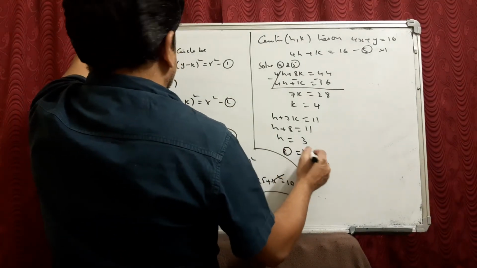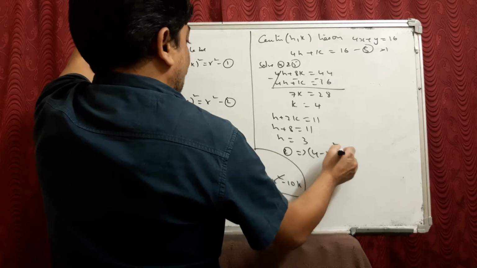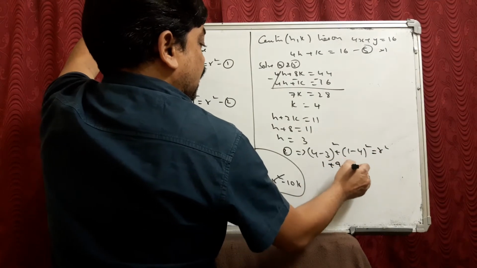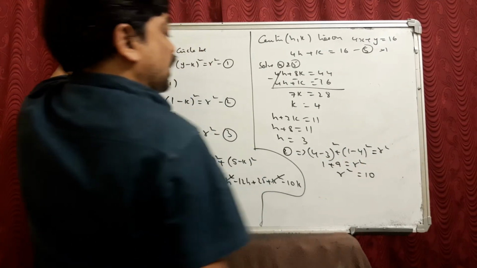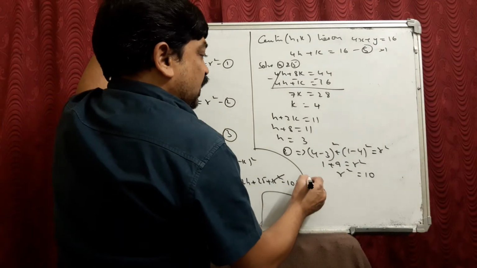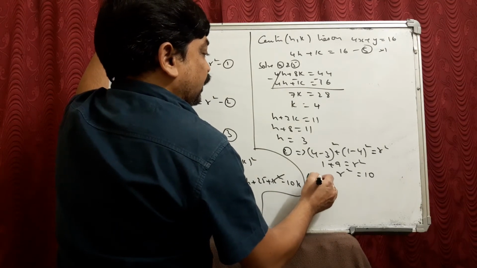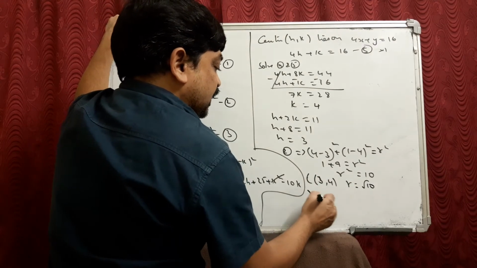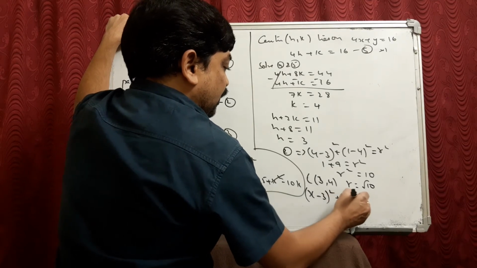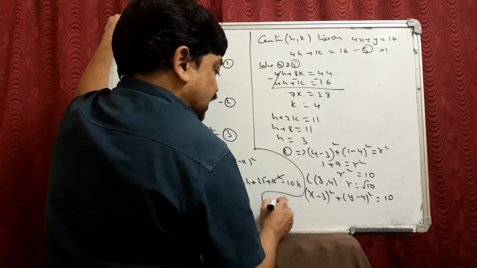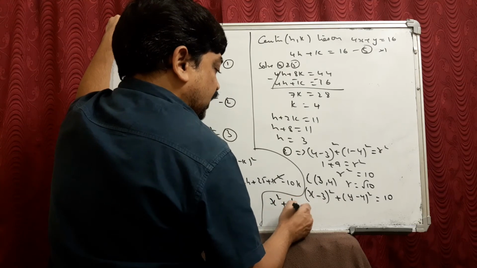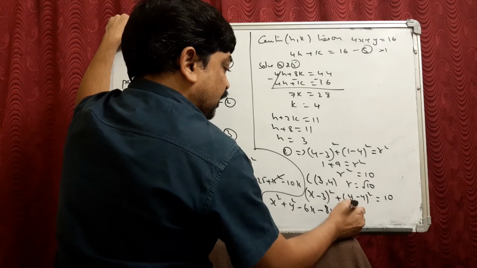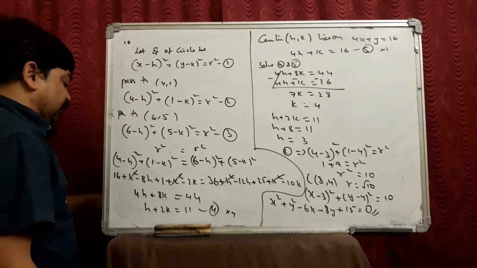After getting h and k, you take any one of equations 2 and 3. So from 2: (4 minus 3) whole square plus (1 minus 4) whole square equal to r square, 1 plus 9 equal to r square, which is equal to 10. So the center is C (3, 4) and r is root 10. The required equation is (x minus 3) whole square plus (y minus 4) whole square is equal to 10. Expand this: x square plus y square, I am writing directly, minus 6x minus 8y, 9 plus 16, 25 minus 10, it becomes 15 equals 0.